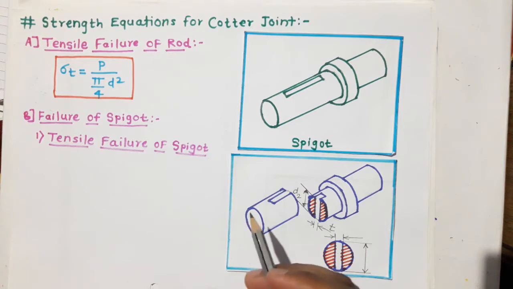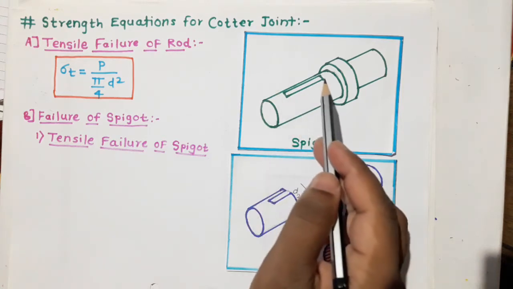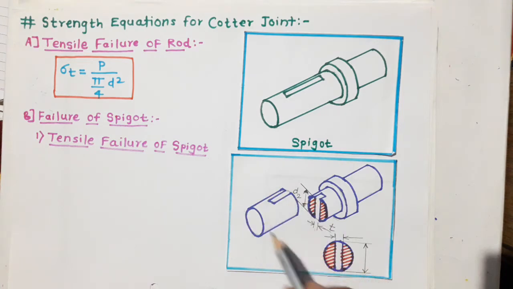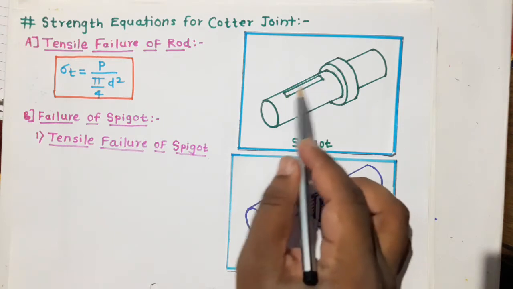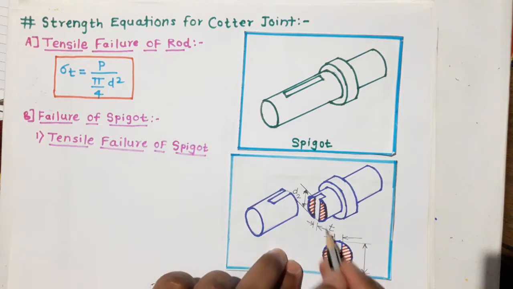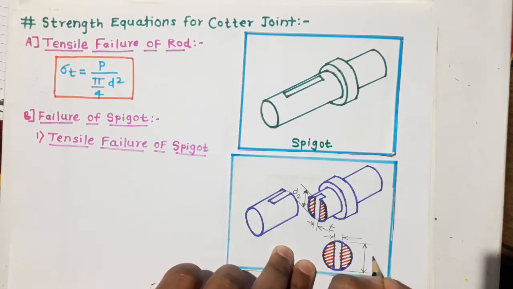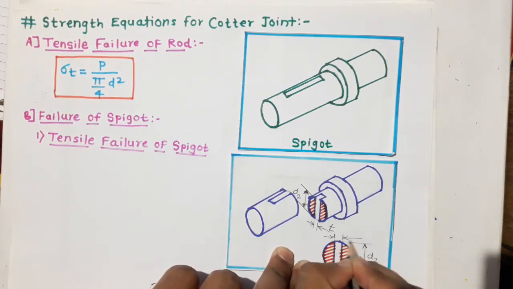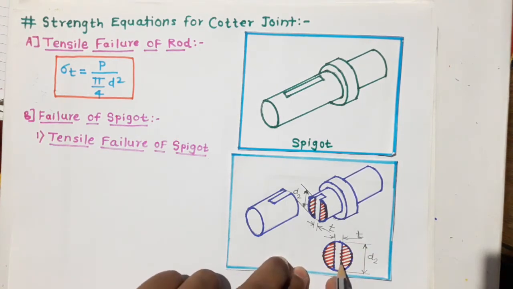Now let us first consider the tensile failure of spigot. So this is the spigot and this is the spigot after tensile failure. You can see here the spigot has a slot having thickness t, and it will look like this after tensile failure. The diameter of this spigot is d2, as I have shown here, and the thickness of the slot is t. So we can show this in a 2D diagram. This is the diameter d2 of this spigot and this is the thickness of this slot. From this diagram we have to find out the area subjected to tensile stress.